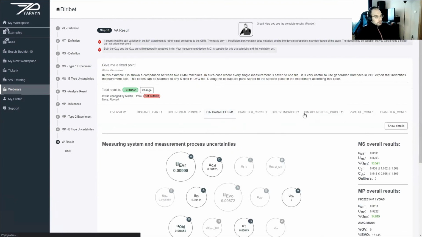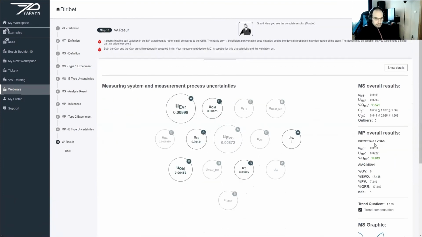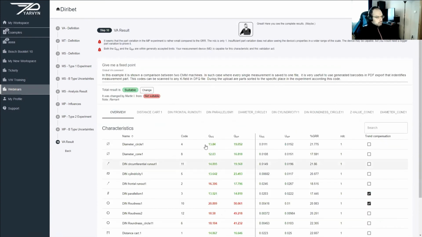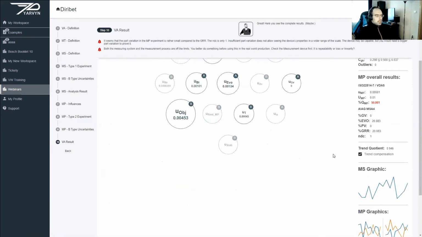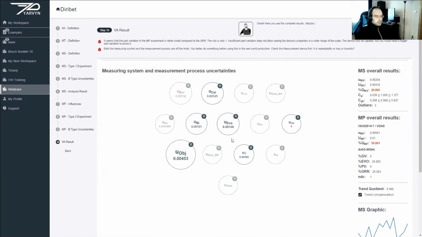If we go to the detail of some characteristics, the overview works as a filter. You can go, for example, to the worst one here, and you can see the uncertainties that are calculated. The size of the bubbles is proportional, so you can see which uncertainty is the biggest and which is the lowest. You can see if the uncertainty is type A, so it's calculated from the experiment, or type B, from other sources.